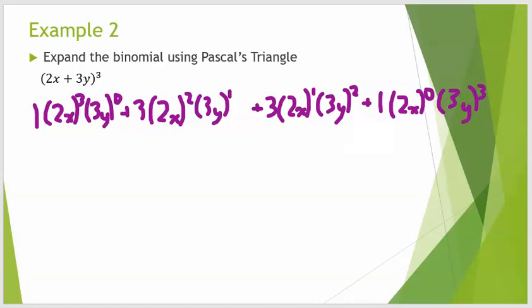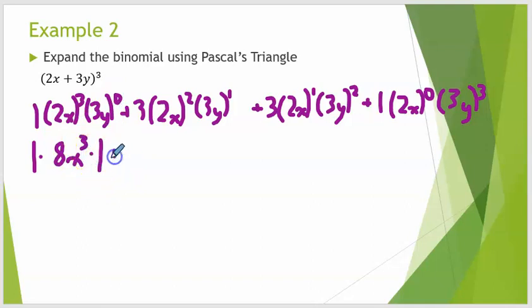Since the exponents are going to be more complicated to compute, you may want to simplify this in 2 different steps instead of trying to do it all at once. So in this case, I'm going to have 1 times 2x to the 3rd power. Remember, you're having to apply the 3rd power to both the coefficient and the variable. So 2 cubed is 8. And then we also get the x cubed. And then 3y to the 0 power, anything to the 0 power is 1.